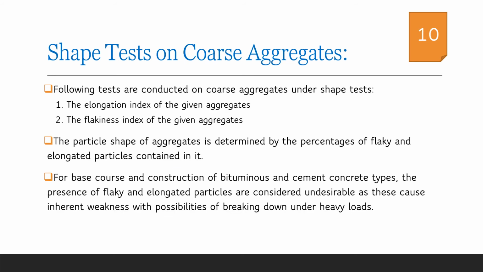Shape tests on coarse aggregate are conducted to find the elongation index and flakiness index. The particle shape of aggregate is determined by the percentage of flaky and elongated particles in it. They are generally not preferred in the areas where there is a possibility of heavy loads, such as foundation columns, etc. If we are using such aggregates, there is a possibility that they break down and create cracks in the concrete.